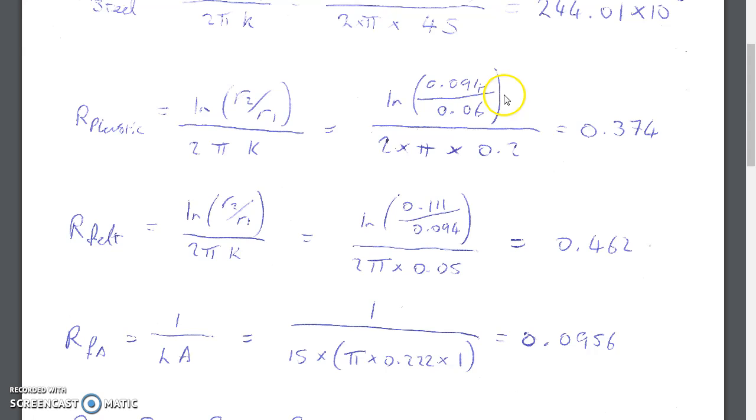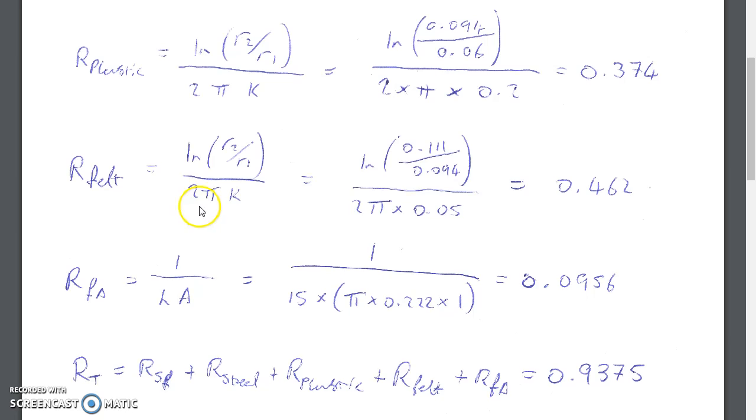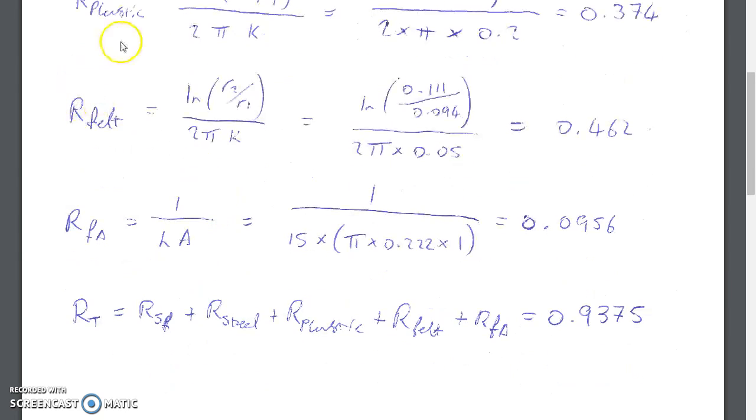Move on to the plastic, we do the same calculation, except we use the outer diameter of the steel as the inner diameter of the plastic, then the outer diameter of the plastic, and the K value for plastic is 0.2, and we get a value of 0.374. Again, units you'll have to look up. Same units as before though. Do the same calculation for the felt with the outside diameter and the inside diameter, and the K value for the felt is 0.05. That gives us a thermal resistance of 0.462.